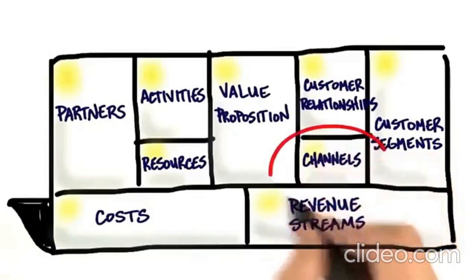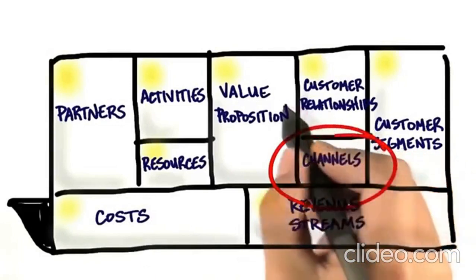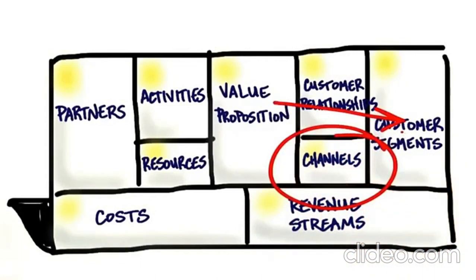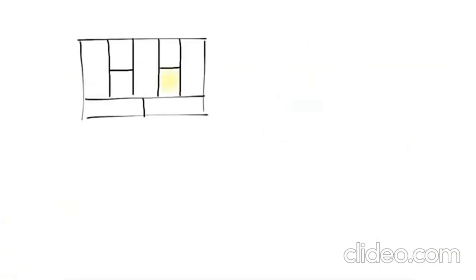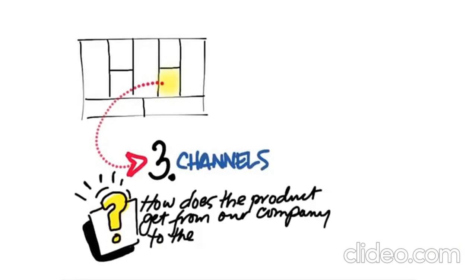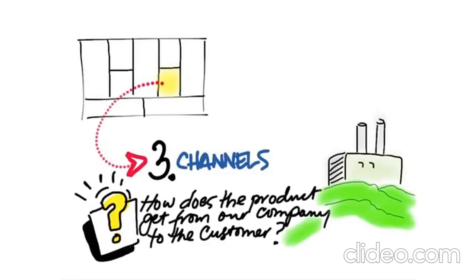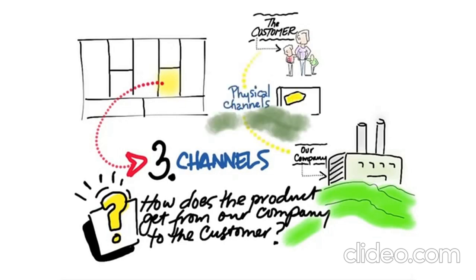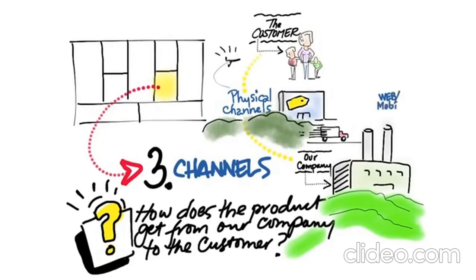The next is channels. How does your product over here get to your customers over here? And we use distribution channels to do that. Now, what's really interesting is pre-1990s, the only channels to get to a customer were physical channels. That is, you went to a store, you had salespeople, there was physical distribution. But since the mid-1990s, in the last couple of decades, we now have virtual channels: the web, mobile, cloud.